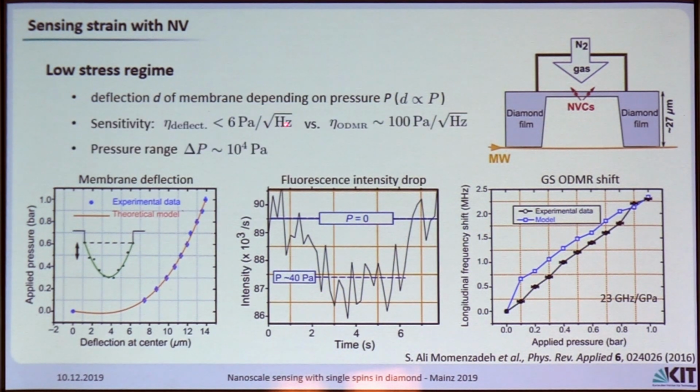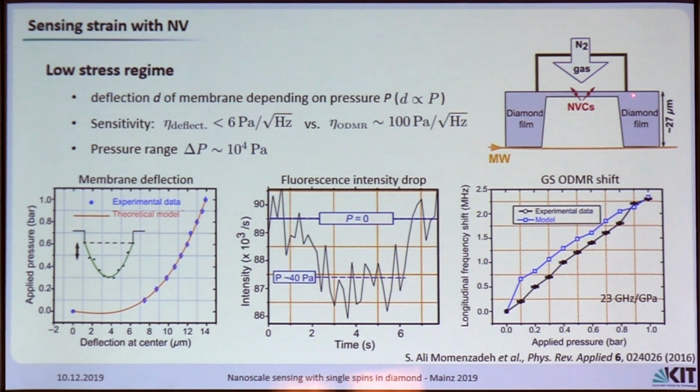And the sensitivity turns out, in case of the deflection, it's very sensitive to single Pascal per square root hertz. And ODMR is way better now than in the experiment before. But so it's in the order of 100 Pascal per square root hertz. But interesting is that the applied pressure, or the range of the pressure you could apply, is very big. So you can go over several orders of magnitude. So the upper end is really when you break your diamond.